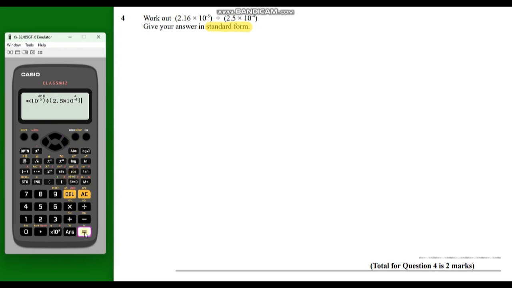So that's everything. Press equals, and again it gives it to us as a fraction, so just press SD, and we've got our answer. That's obviously not in standard form, but let's write it down first.